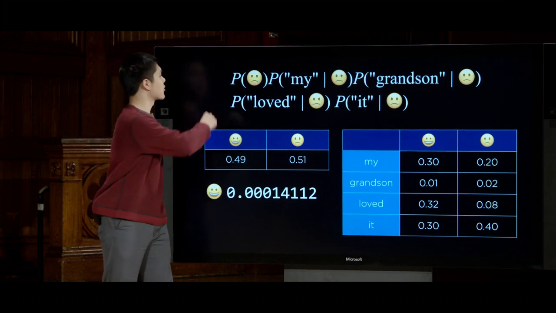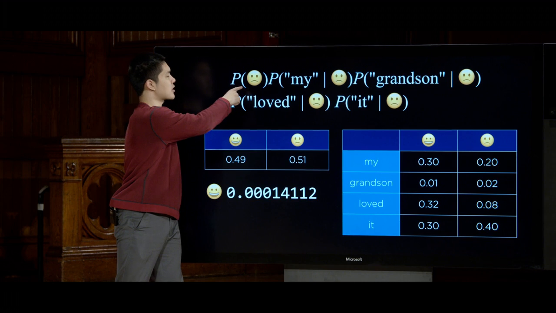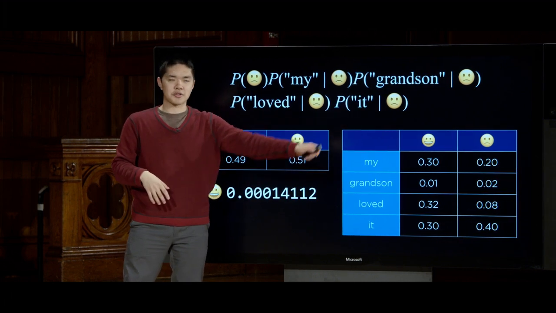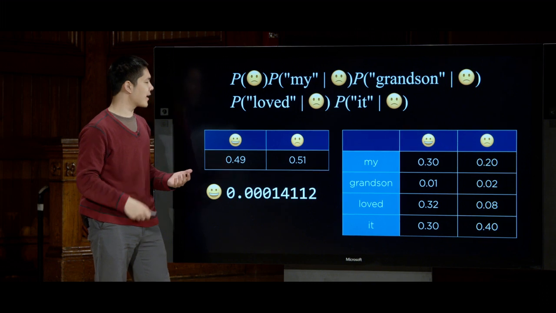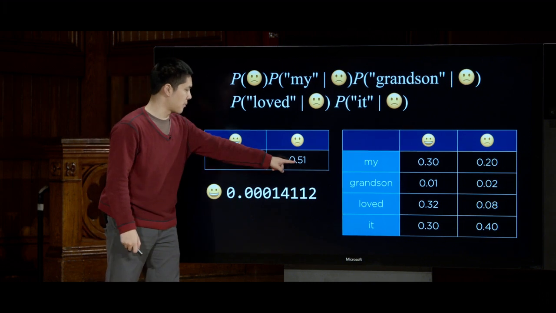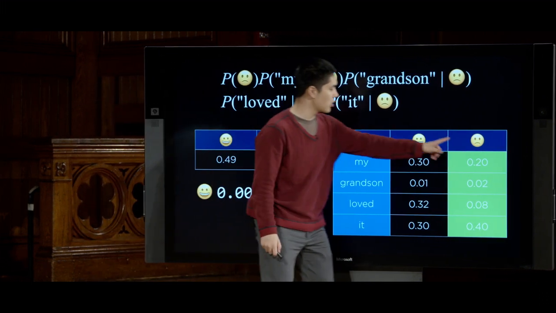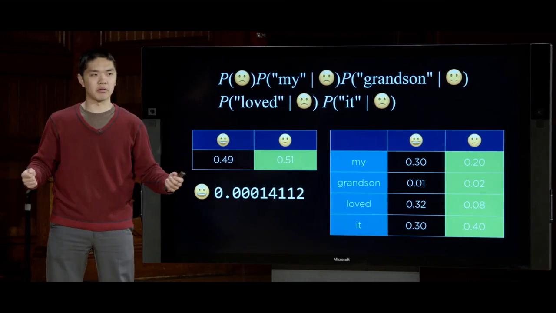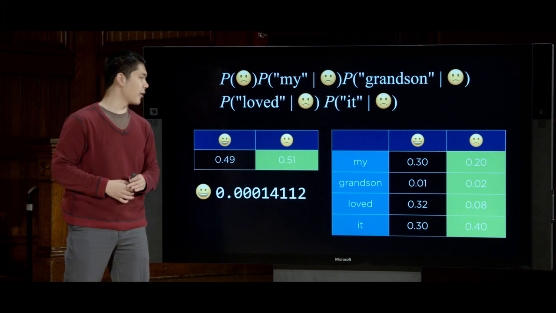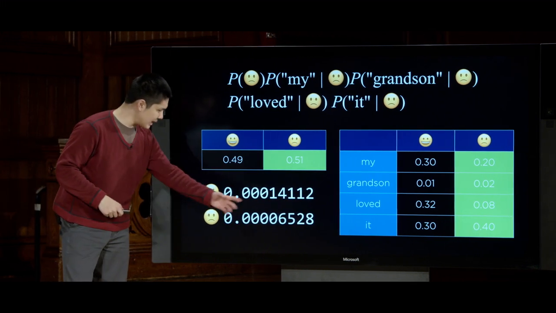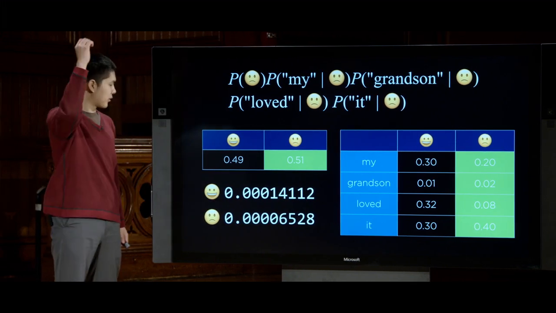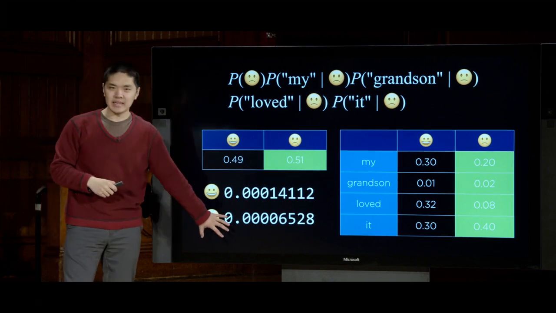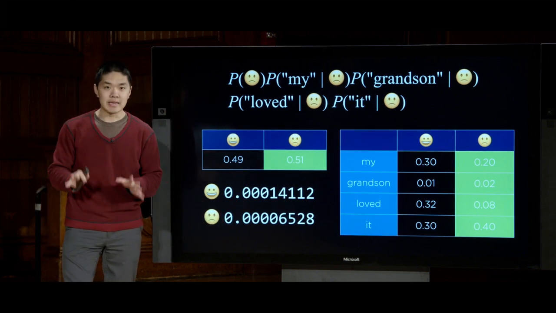I want to know the probability that it's a negative message times the probability of all of these words, given that it's a negative message. And so how might I do that? Well, to do that, you just multiply the probability of negative times all of these conditional probabilities. And if I take those 5 values and multiply all of them together, then what I get is this value for negative, 0.00006528. Again, in isolation, not a particularly meaningful number.